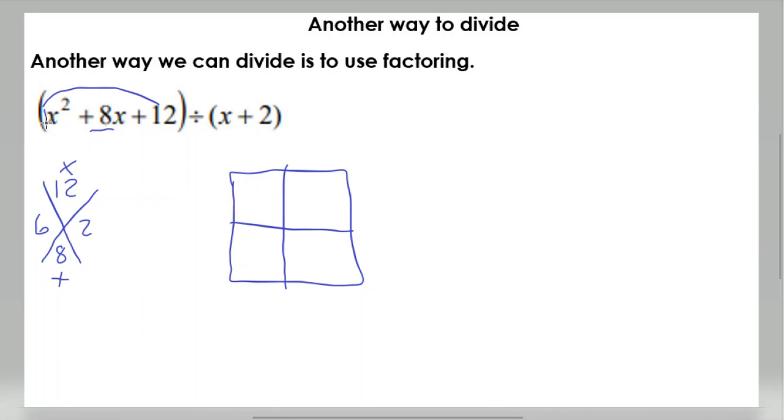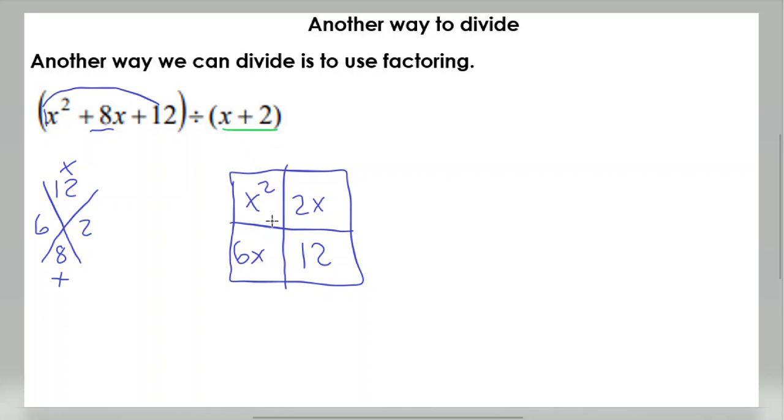And then I would put my first term, that x squared, in my first box, right? And then my 12 in my last box. And then I have 6 and 2, so I'm going to put 6x and 2x in my other boxes. And then I want to put this, what I'm dividing by, on the side of one of my boxes.